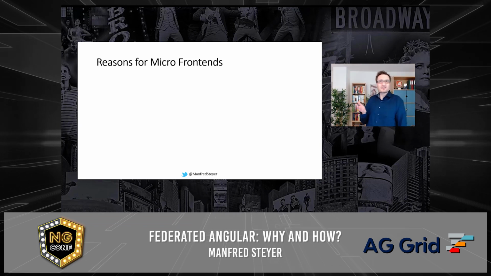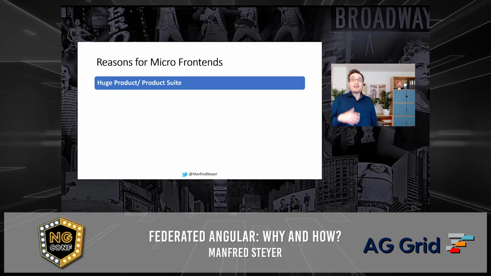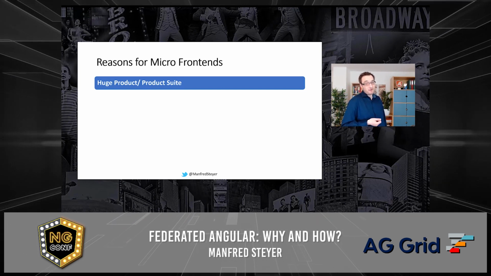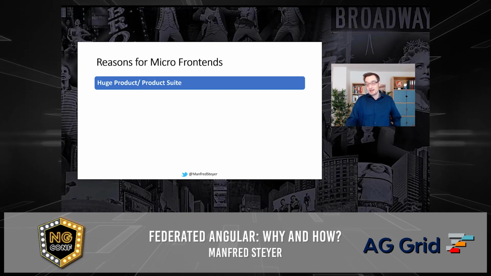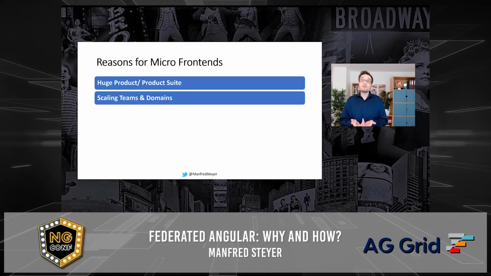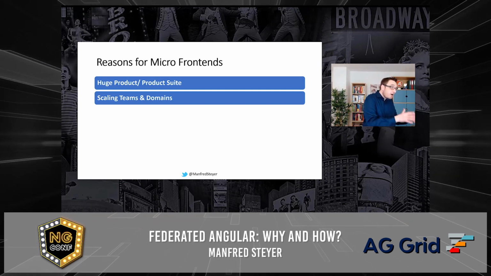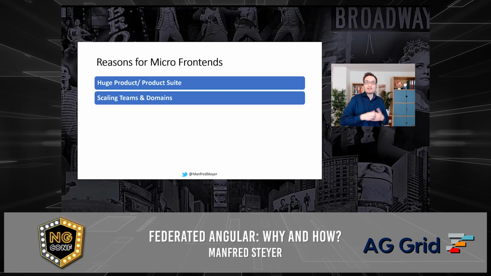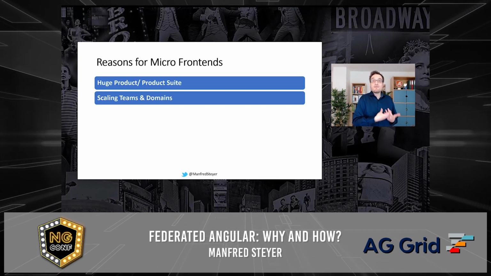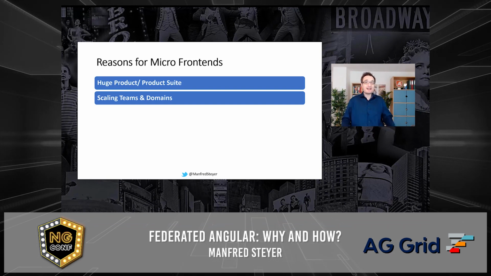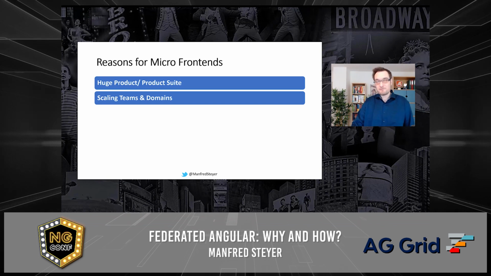Well, I've asked them, why did you decide for Micro-Frontends? And nearly all of them told me, first and foremost, because we have a huge product or even a product suite, and we want to scale our teams. We want that one team can work in isolation on one business domain. The teams shall not block each other. They can work like an agile, very flexible team. And at the end of the day, this is all about teams and business domains, as you see here.